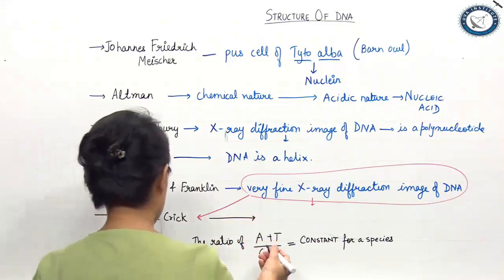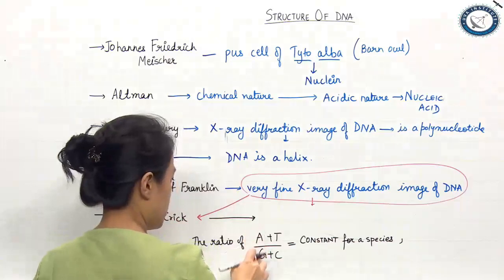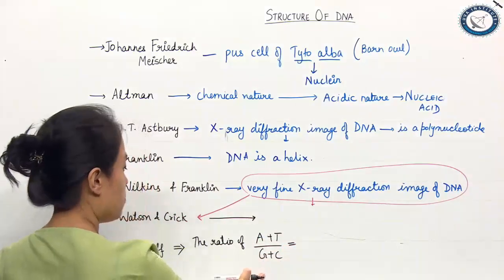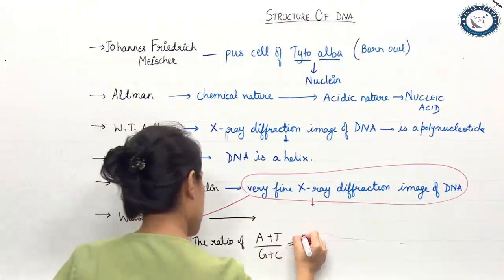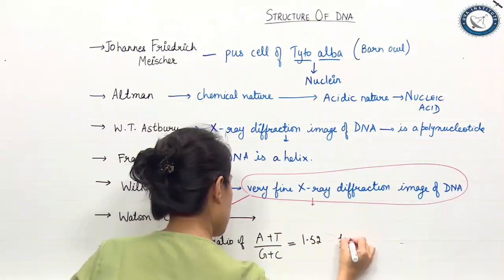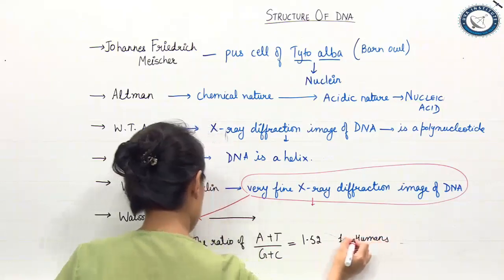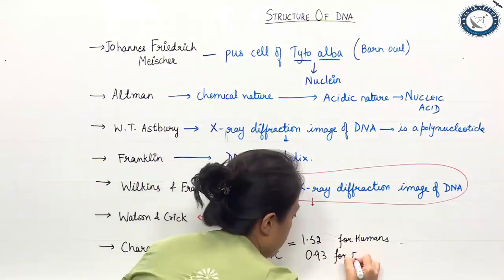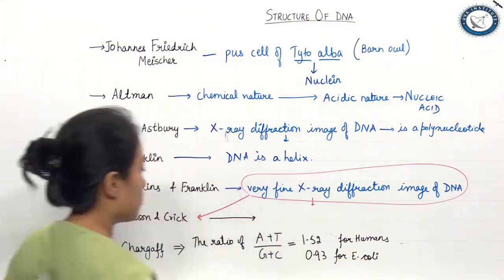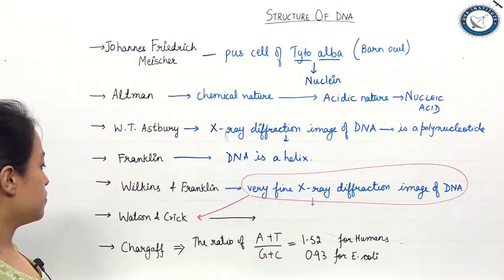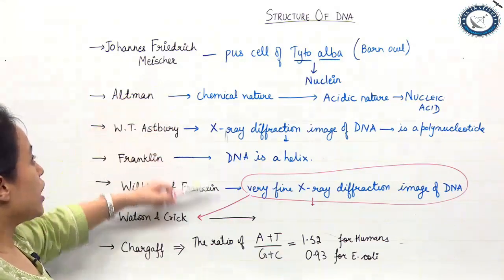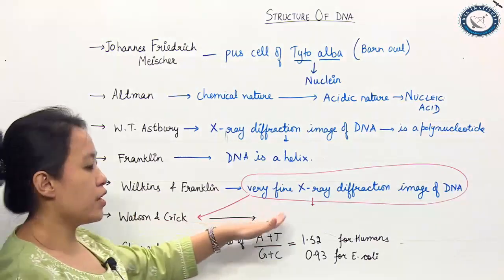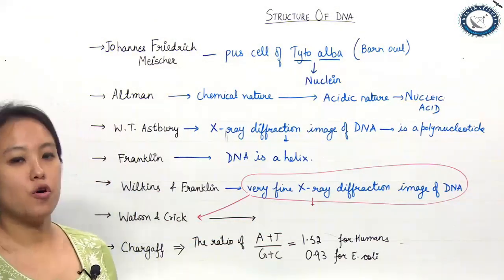I'll just quote a few examples here. Some examples would be the ratio of A plus T upon G plus C as given by Chargaff, for humans and simultaneously for E. coli. Okay? So these were the people who actually contributed a lot to help Watson and Crick finally give us the double helical structure of DNA.